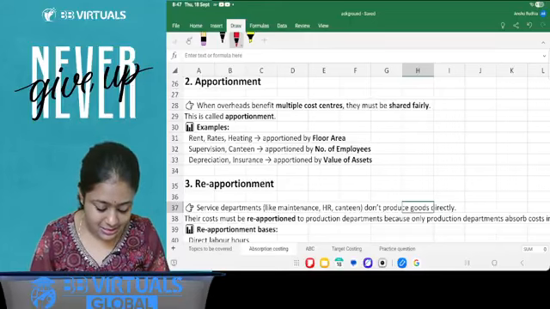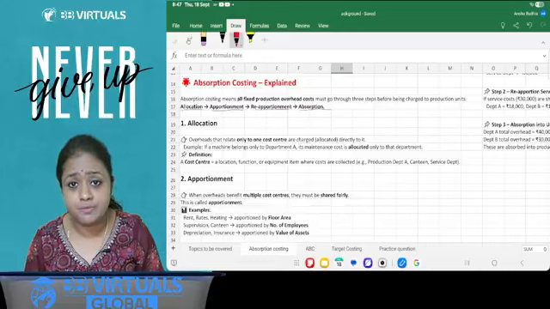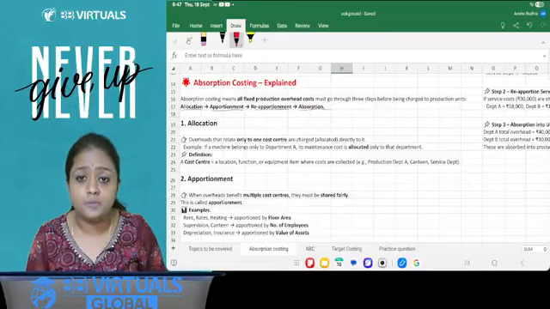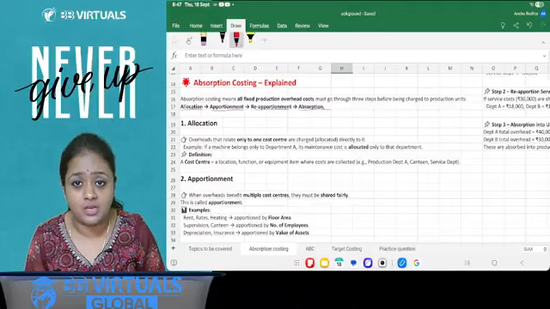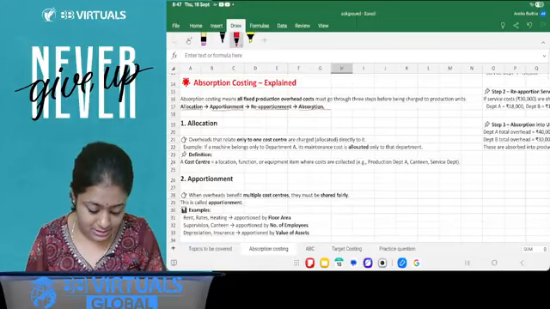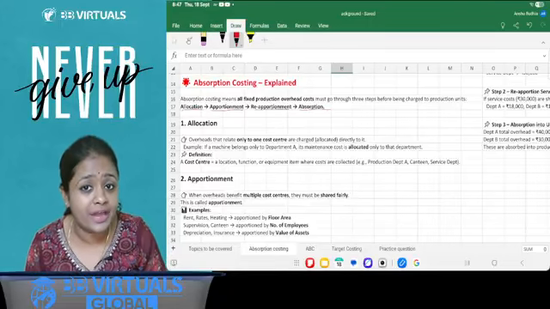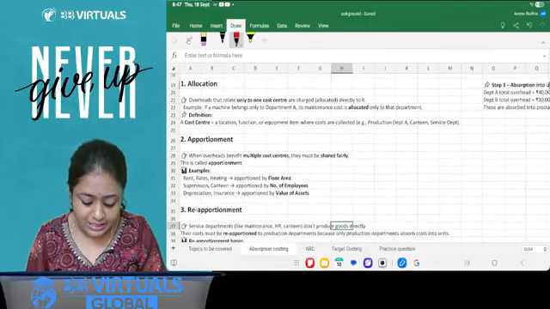Okay, let's proceed. So as I've told you, this overhead absorption process into the product cost is not just a one-step process, it's a four-step process where we have allocation, apportionment, reapportionment, and finally absorption. Let's look at it in detail.